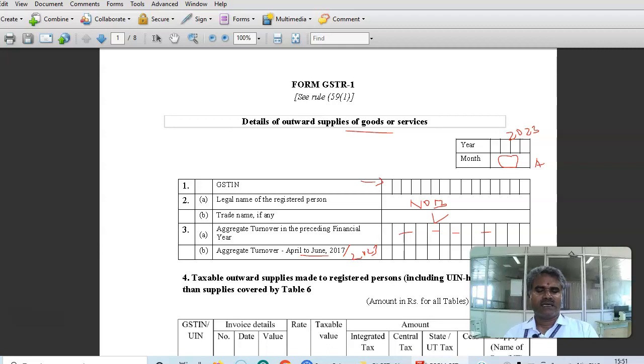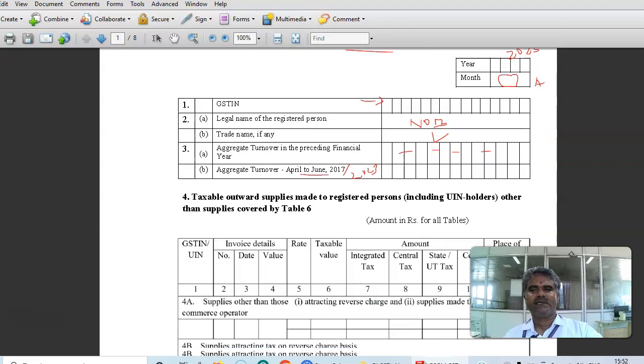Because this form was introduced when GST was introduced in 2017, that's why they have mentioned it here.